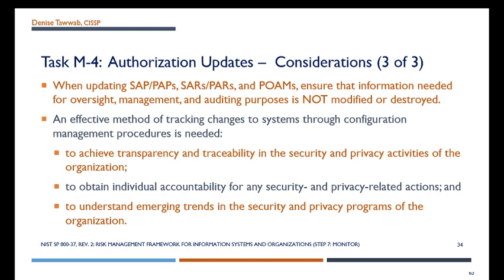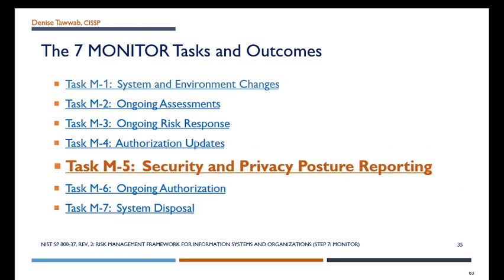An effective method of tracking changes to systems through configuration management procedures is needed, and it's needed to achieve transparency and traceability in the security and privacy activities of your organization, to obtain individual accountability for any security and privacy related actions, and also to understand emerging trends in the security and privacy programs of your organization. So keep that in mind. And that's task M4, authorization updates.